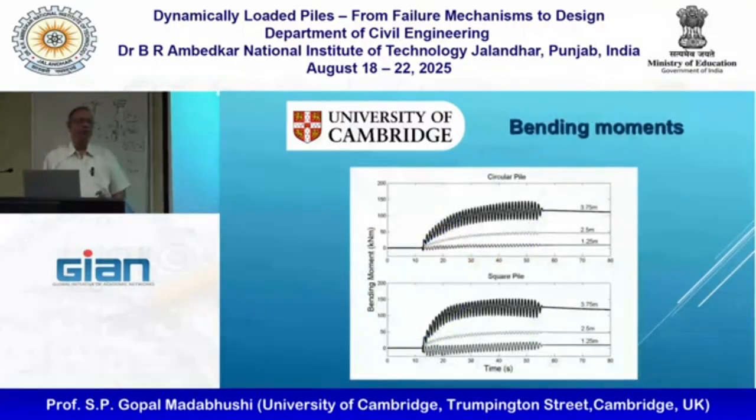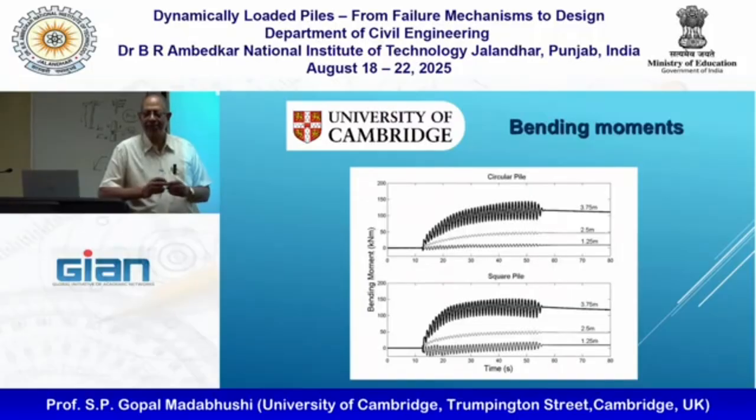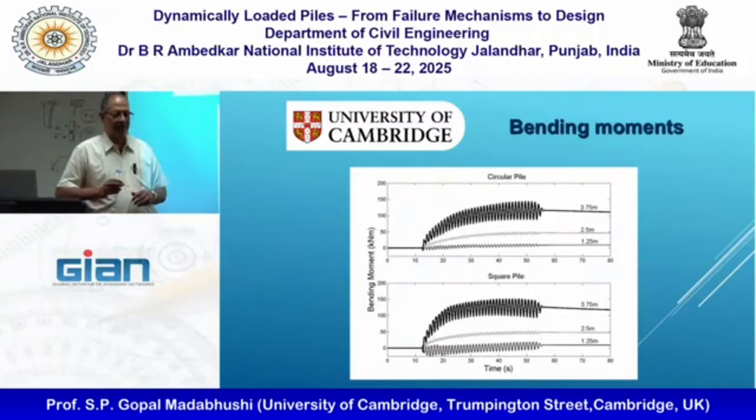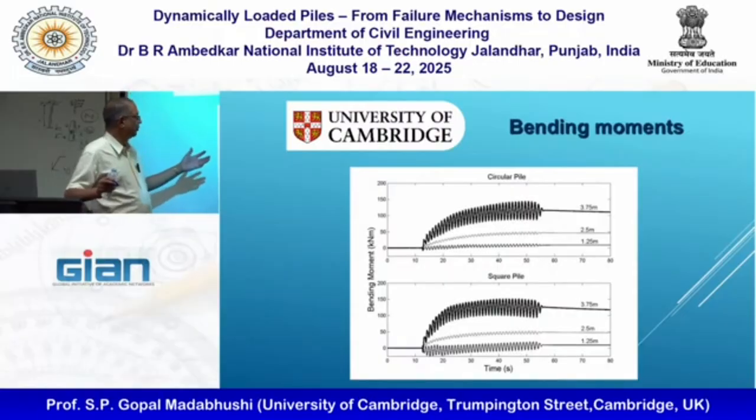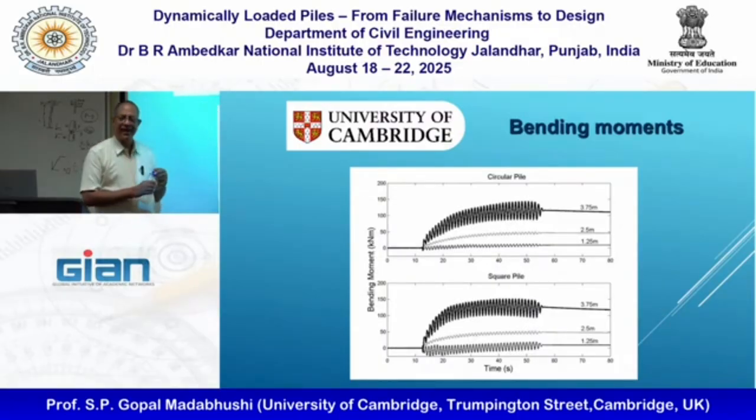Now, from a design point of view, like most structural engineers, they don't really care for pore pressures, earth pressures, all that is for geotech people to worry about. What they want is bending moment. Will my pile take this or will it fail? So we obviously want to measure the bending moment. I've shown you the gauges. And these are at different depths along the pile, 1.25 meters, 2.5, 3.75. And as I said before, we wanted to see whether it makes a difference to have circular and square pile.